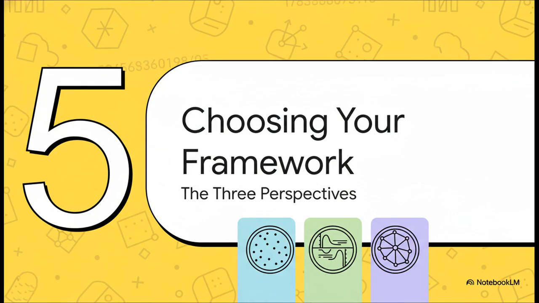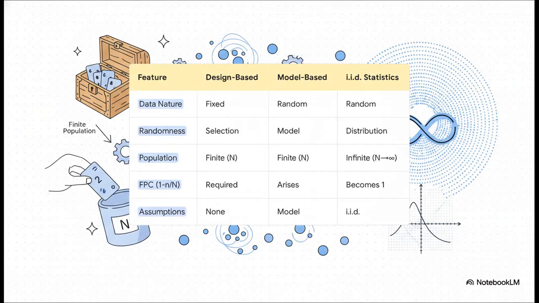Okay, so let's pull all this together. We're going to put these 3 different ways of seeing the world side by side, so the differences are crystal clear. This table really is the big takeaway. You've got your design-based view: data is fixed, randomness comes from us picking a sample from a finite group. Then you have the model-based view: data is random, a product of some underlying process. And finally, the regular IID statistics we learn in school, well, that's really just a special case of the model-based view, where we assume the population is infinite, which is why that finite population correction factor just vanishes. Each of these frameworks is a different tool with different assumptions for a different kind of job.